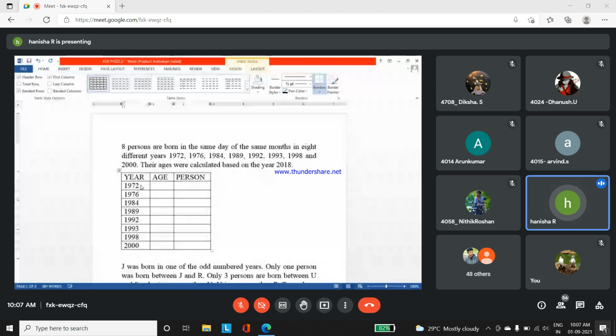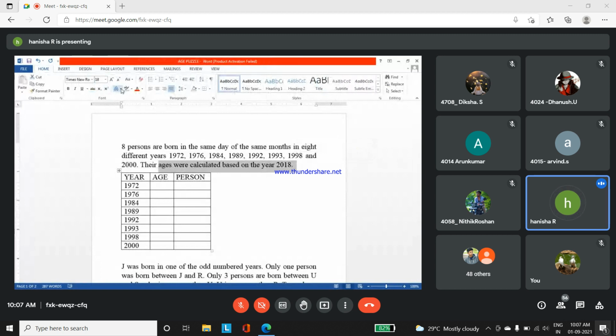So I have written down all the different years. Now I'm going to calculate it. Since they have given that the ages were calculated based on the year 2018, I'm taking 2018 as a reference. So now I'm going to calculate the ages of the people.